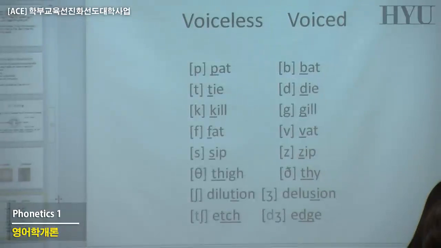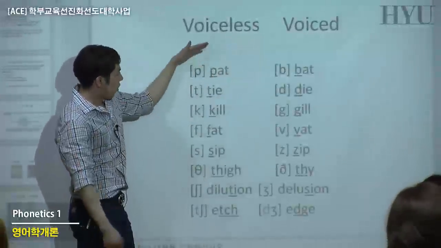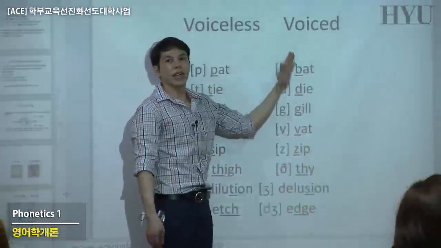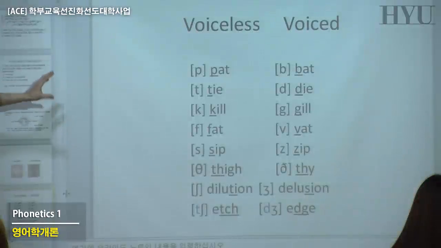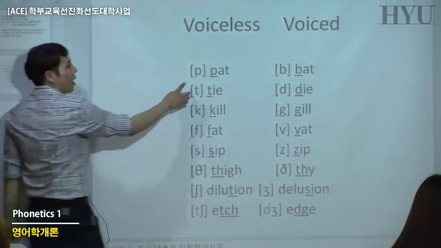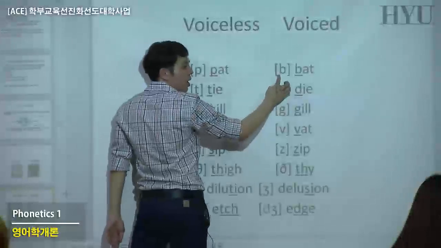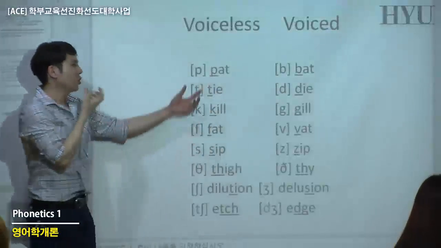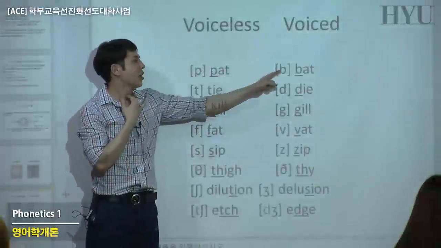So in English, what are voiced and voiceless sounds? On your left-hand side, they are all voiceless, and on your right-hand side, they are all voiced. You see that they come in pairs. P is voiceless, whereas B is voiced. You use two lips for both, they are the same, but one is voiceless, the other one is voiced.